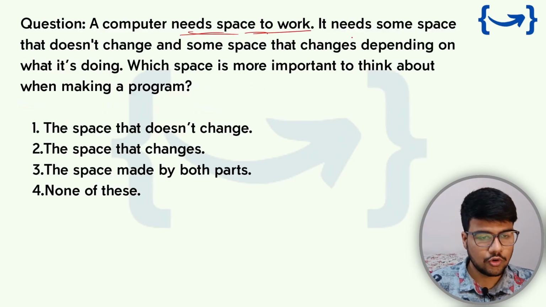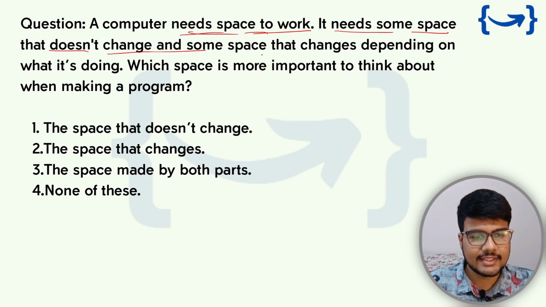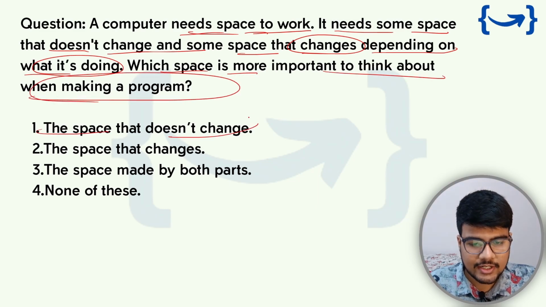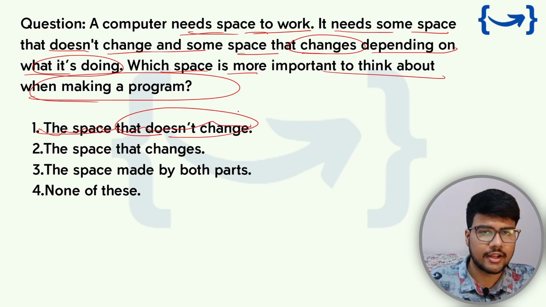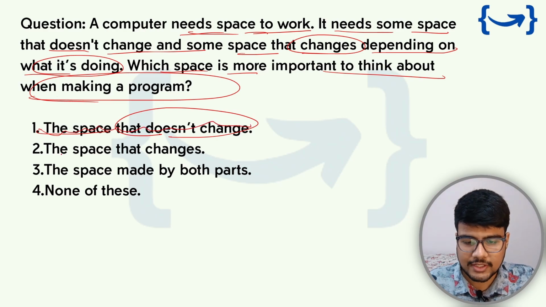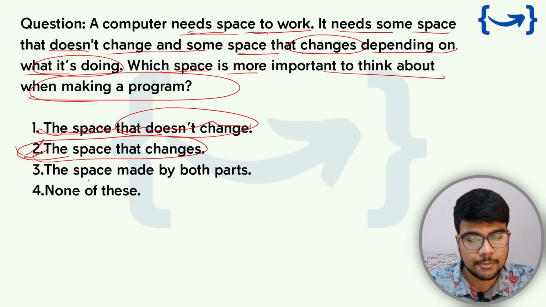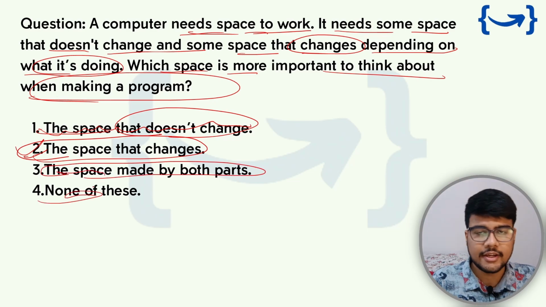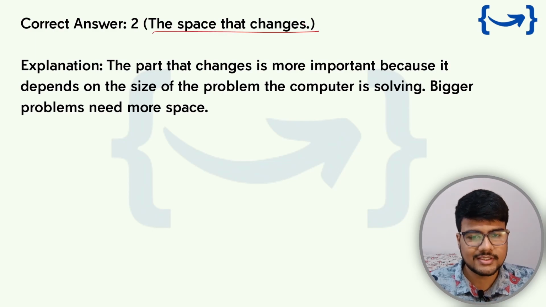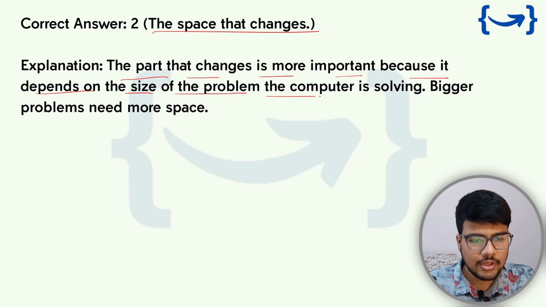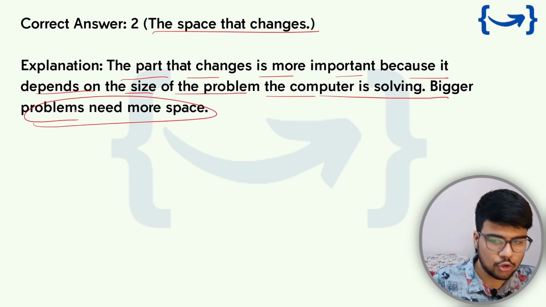A computer needs space to work. It needs some space that doesn't change and some space that changes depending on what it's doing. Which space is more important to think about when making a program? The space that doesn't change? If it is there, okay, my code is working, I am fine. The space that changes? This makes sense, because putting space where it is not required can create some problems, so we need to focus on that. Space is made by both parts? None of these? So the closest answer would be 2. Yes, option 2, the space that changes. The part that changes is more important because it depends on the size of the problem the computer is solving, and bigger problems need more space.